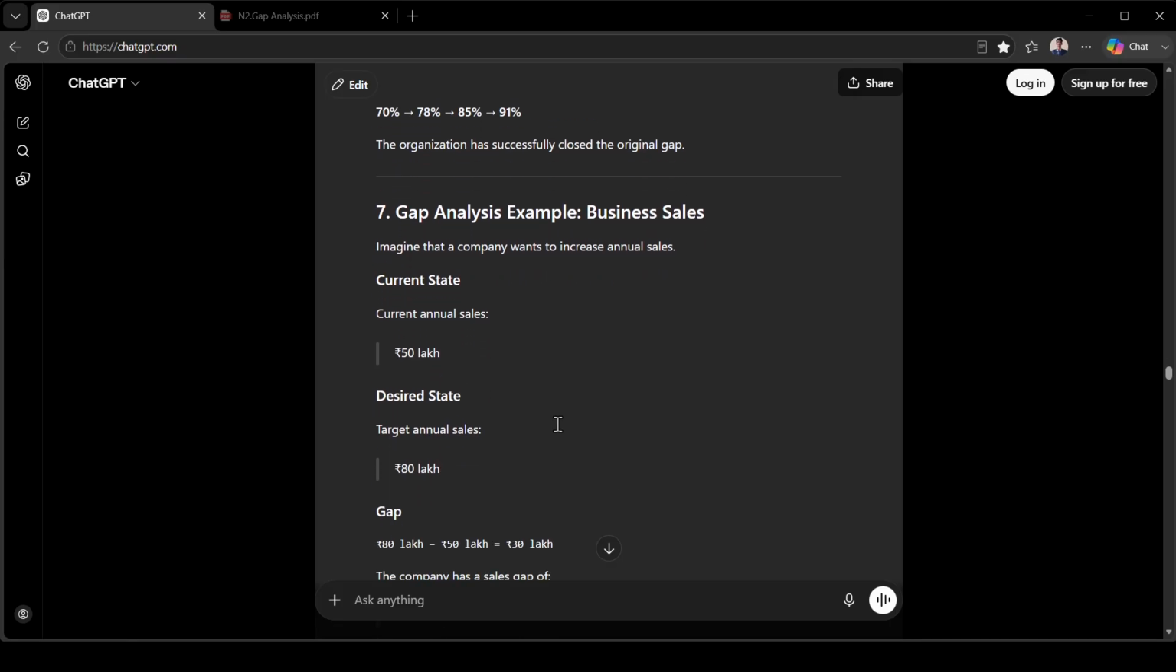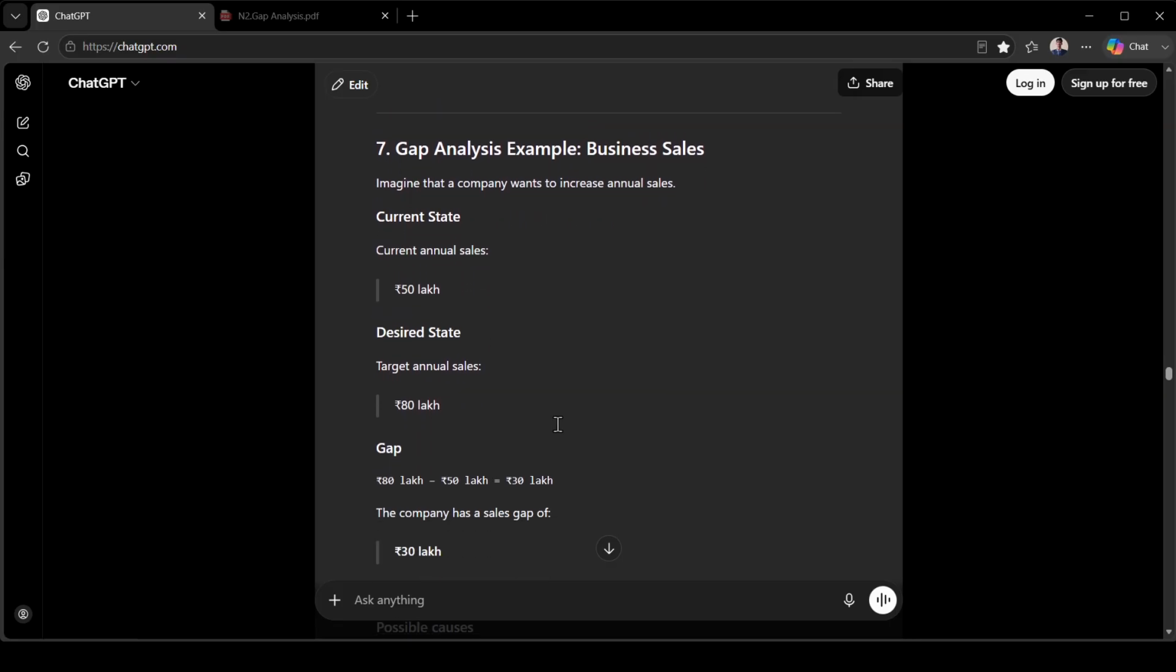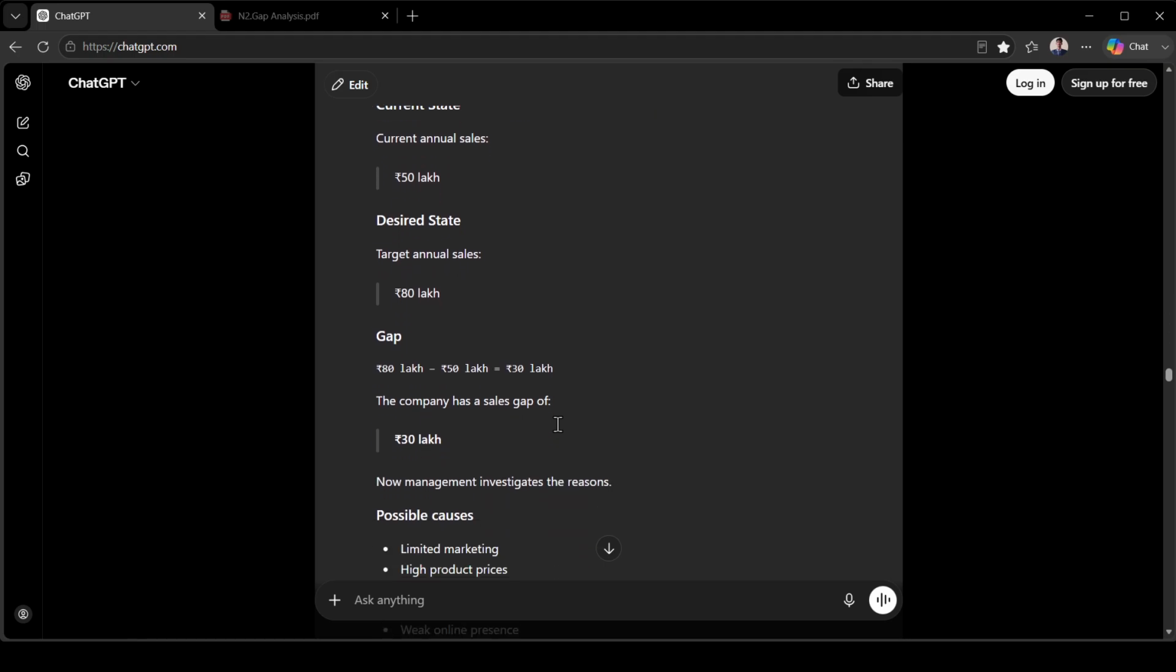Gap analysis example: business sales. Imagine that a company wants to increase annual sales. Current annual sales: 50 lakhs. Desired state, target annual sales: 80 lakhs. Gap: 80 lakhs minus 50 lakhs, a 30 lakh gap. The company has a sales gap of 30 lakhs.